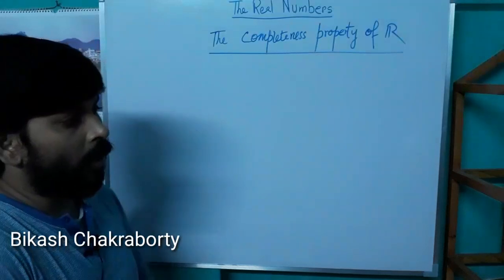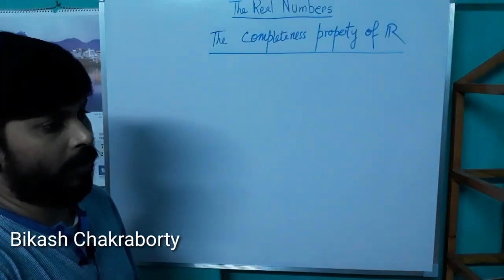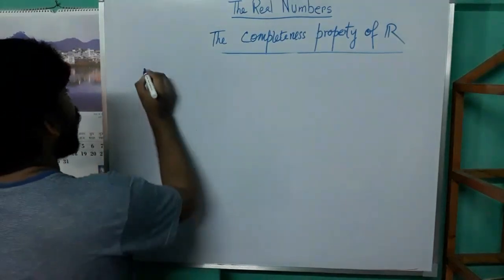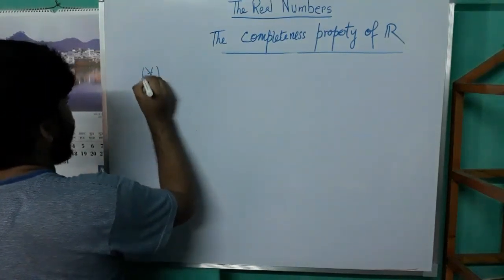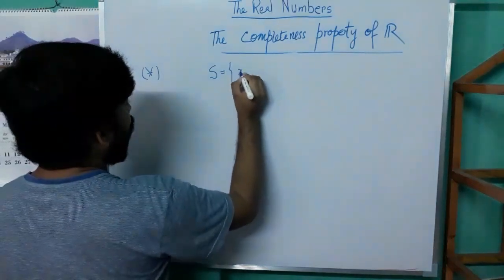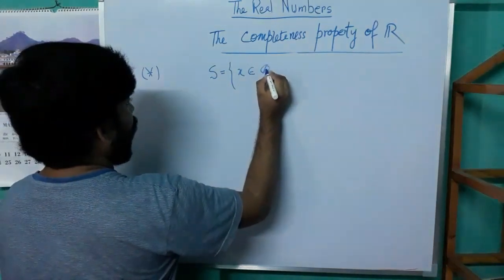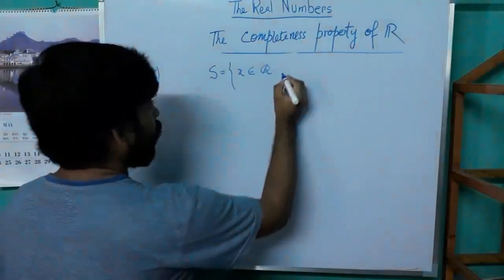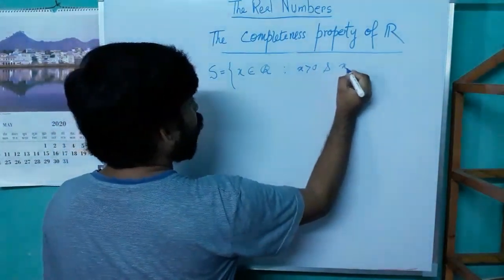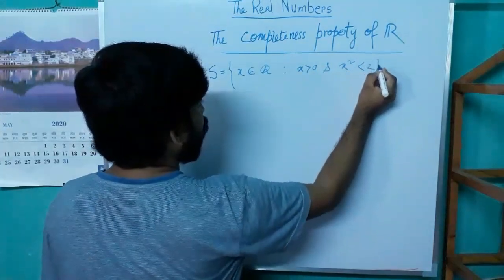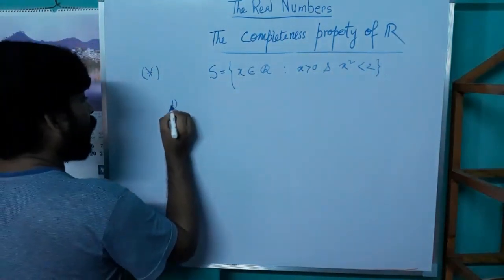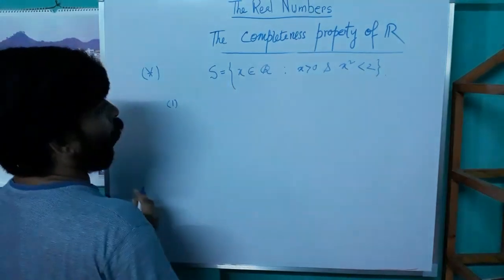Dear friends, today we are going to discuss a fundamental property of the real number system. First, we consider an example. Let us consider the set S of all rational numbers which are positive and whose square is strictly less than 2. Then the first observation is that this set is non-empty.